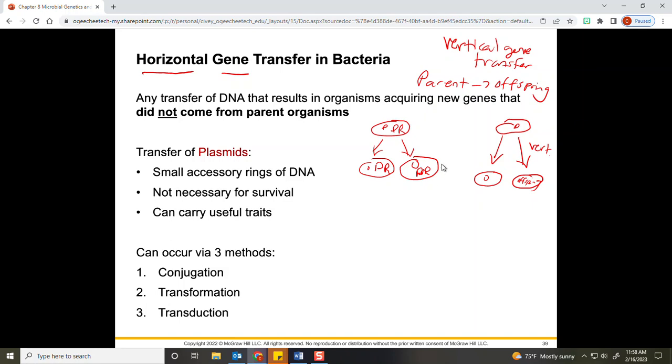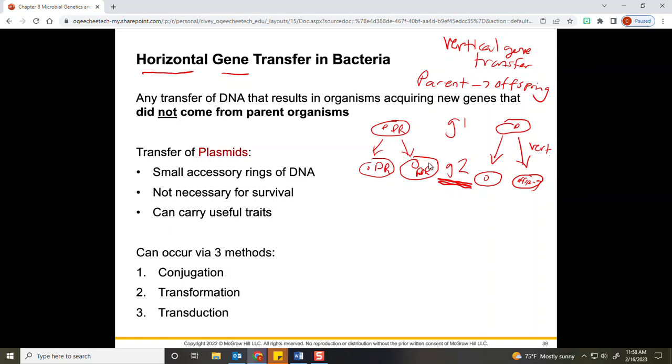So horizontal gene transfer means that it's transfer in the same generation. This would be generation 1, generation 2. These organisms are not related. Okay, so like this is a relationship here, parent offspring, and this is a relationship here, parent offspring. So in horizontal gene transfer, we see transfers of genes between organisms in the same generation.